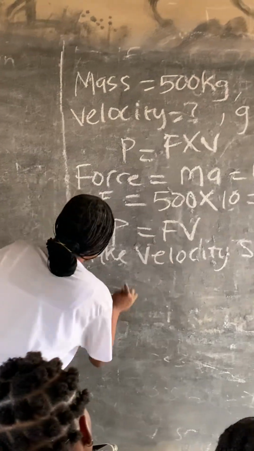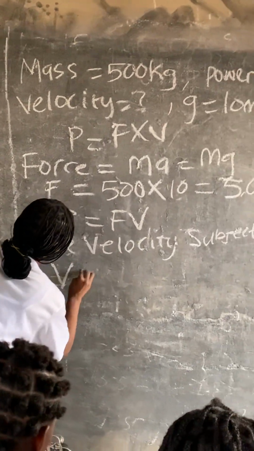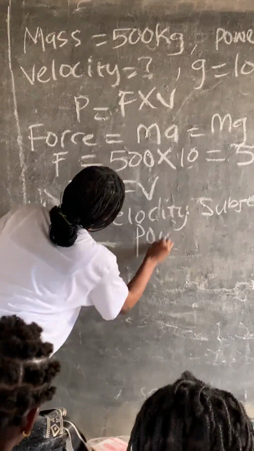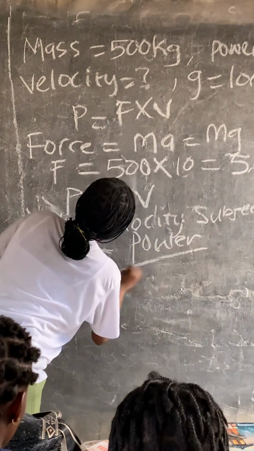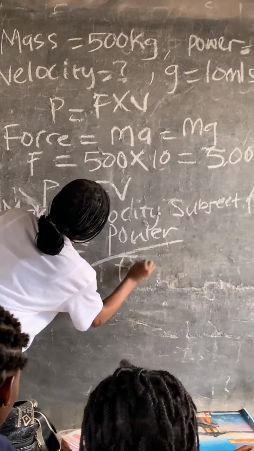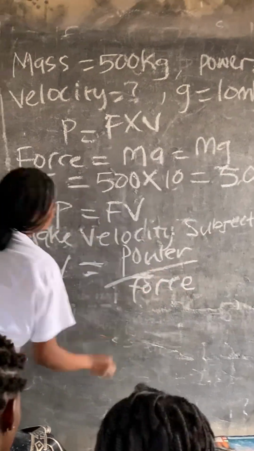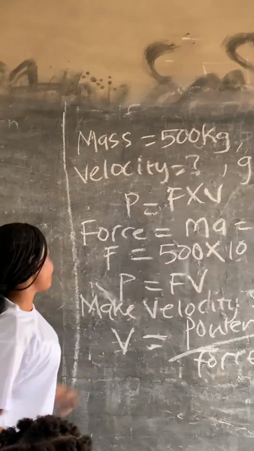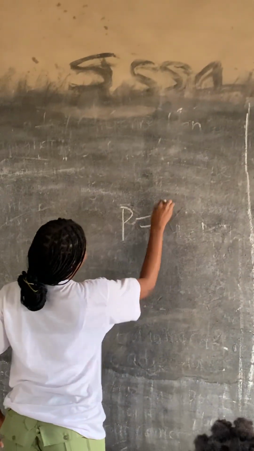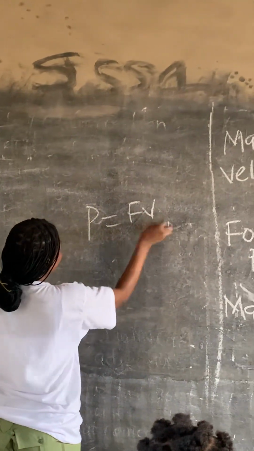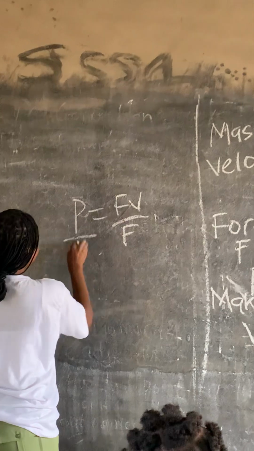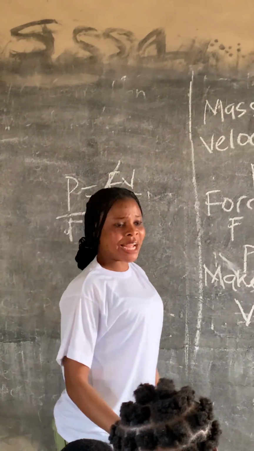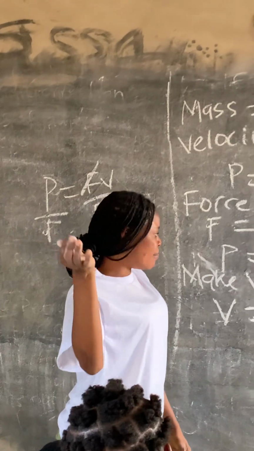So now V is equal to what? P, that's power, all over force. Making V the subject of formula, you divide by the coefficient of V, which is force. So that here will cancel out and V is on its own. Do you understand? We can move forward.